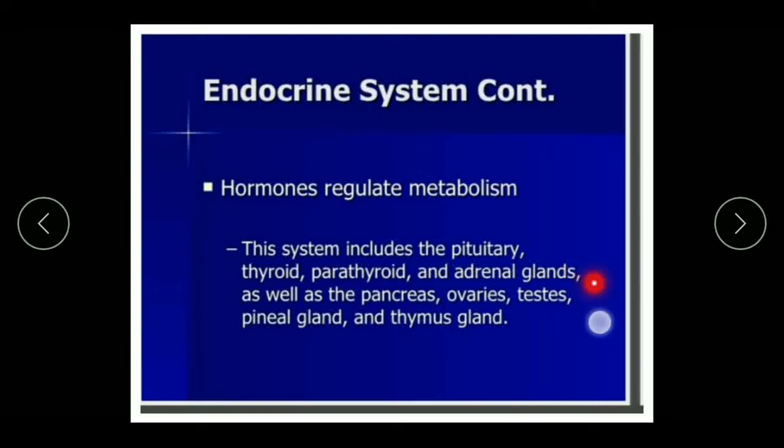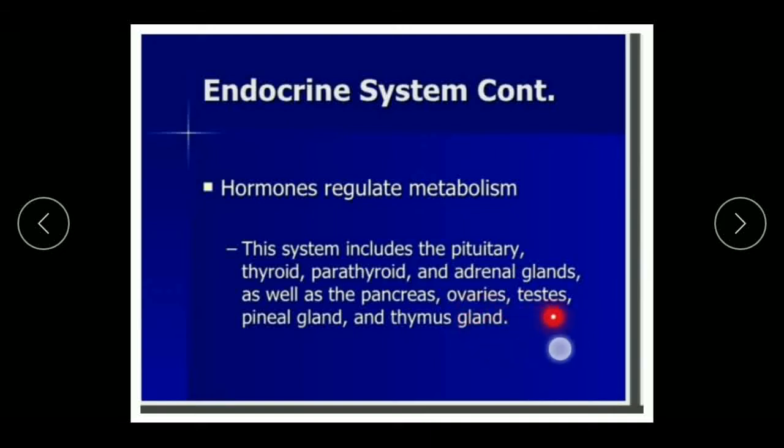And the adrenal glands. The adrenal glands secrete the hormones adrenaline and noradrenaline. Adrenaline is known as the emergency hormone because it regulates the emergency functions of our body. As well as the pancreas. The pancreas is a dual gland. It acts as both an exocrine and an endocrine gland. It secretes insulin and glucagon by the beta and alpha cells, and it regulates the blood glucose level.